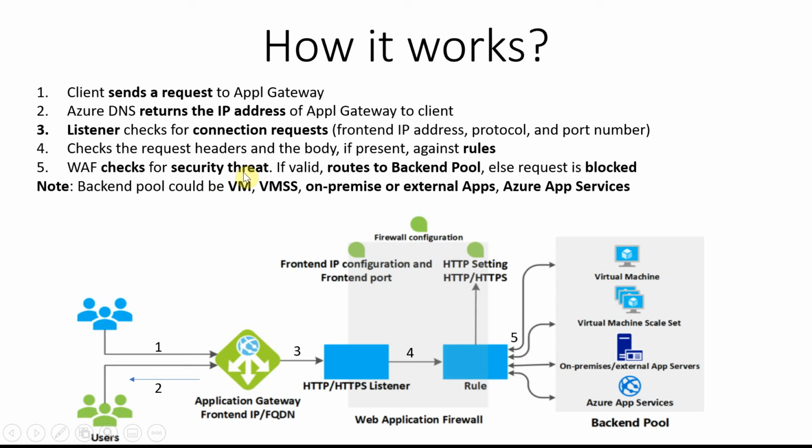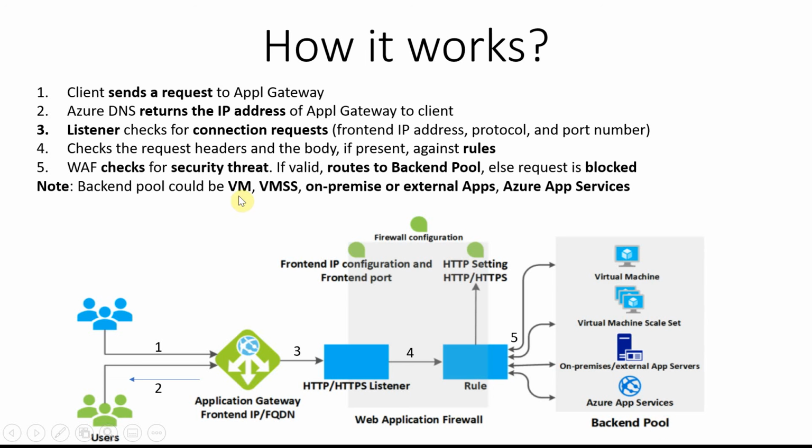It will check for security threats, and only if the traffic is free from security vulnerabilities, then it will route the traffic to the backend pool. Otherwise, it will straight away block the traffic. It will not allow the traffic to go to the backend pool. So basically it is a combination of a listener and rules configured, and it also applies WAF security threat aspects, and then applying all these things, it will route the traffic to your backend pool.